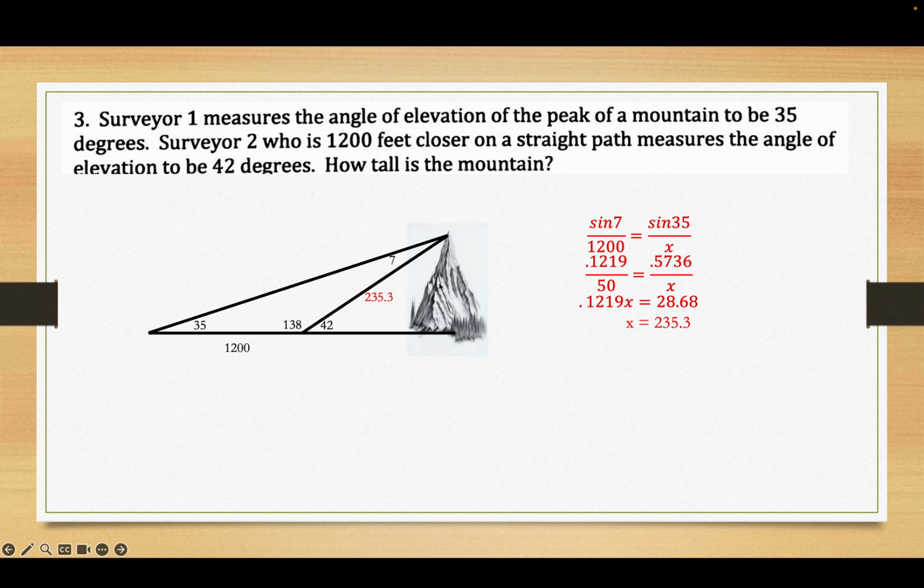Because for just this triangle here, just the one with the 42 and the mountain and the 235.3, the sine of 42 will be the opposite, which is the height of the mountain, over the hypotenuse, which is 235.3. So sine of 42 is x over 235.3. Look up the sine of 42, it's 0.6691. Then multiply both sides by 235.3, and I get 157.4. So that is the height of the mountain.